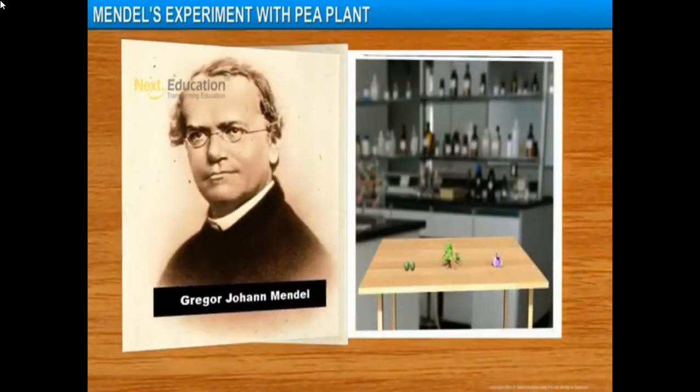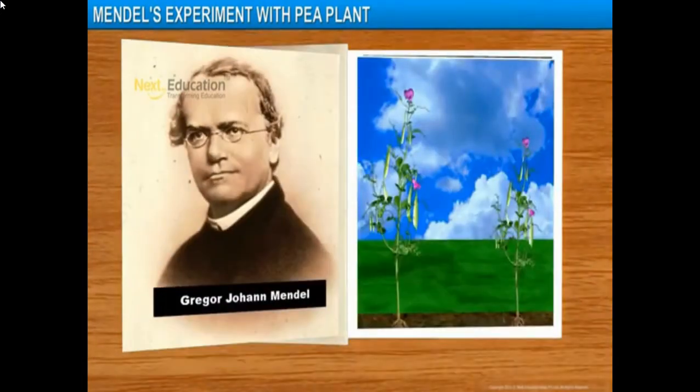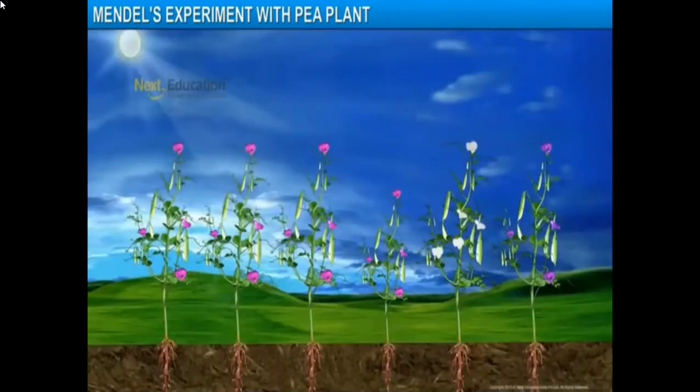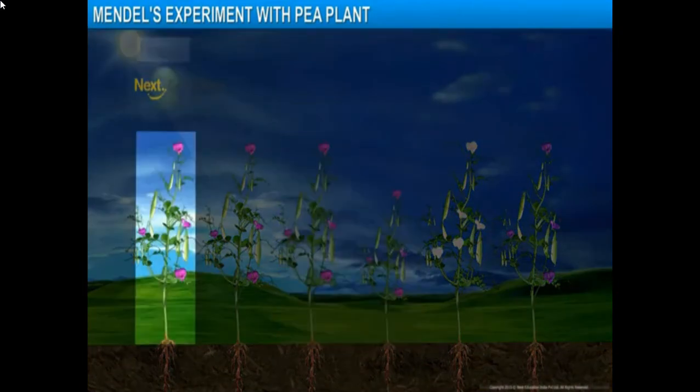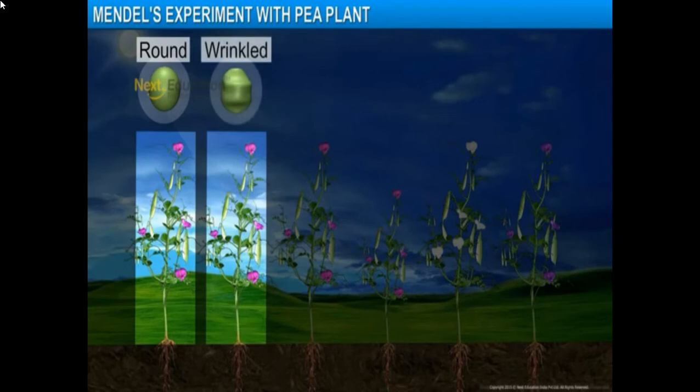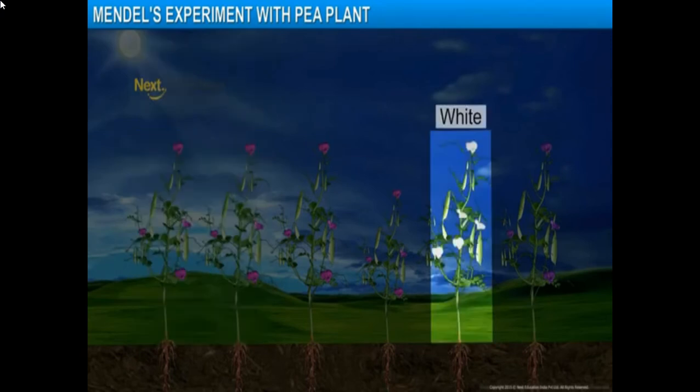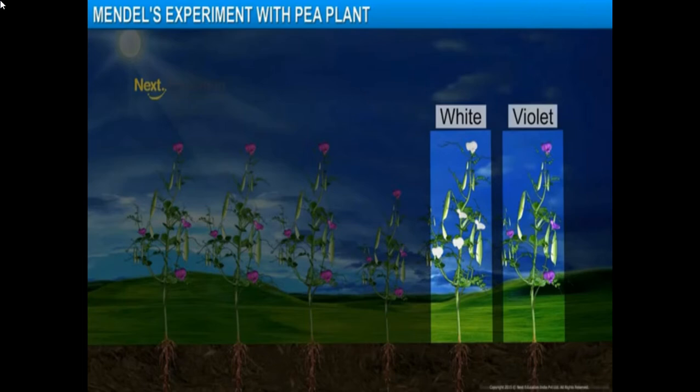Mendel blended his knowledge of science and mathematics to keep count of the pea plants exhibiting a particular feature in each generation. Mendel researched heredity and arrived at the laws of inheritance. He used a number of pea plants with various traits such as tall or short plants, round or wrinkled seeds, white or violet flowers, and so on.